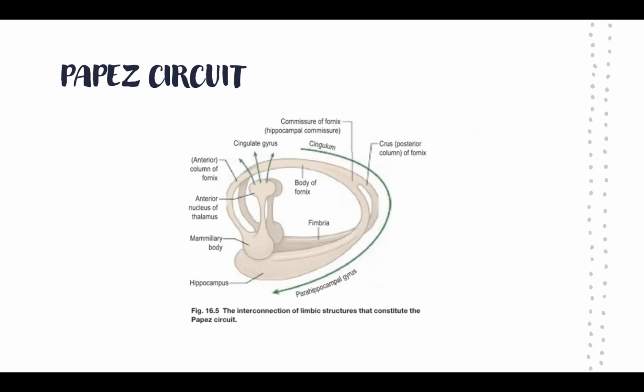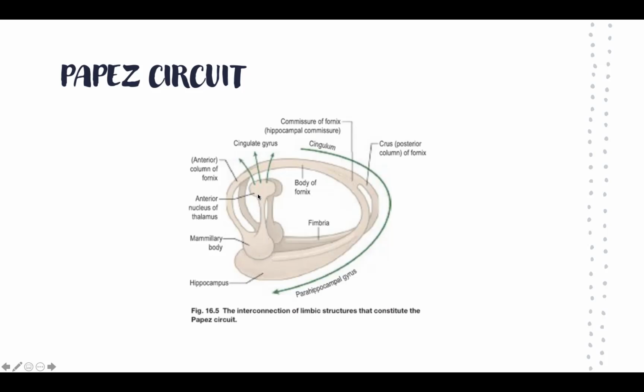Another circuit that's really important in our limbic system, and this really describes how they all link together, is the Papez circuit. It's a very famous circuit. It starts off with our hippocampus, and through the hippocampus, it travels up through the fornix. Here's the body of the fornix, and this is the crus of the fornix. It travels up the fimbria, through the crus, then the body, and then goes through two columns of the fornix. It then reaches our mammillary bodies, which act as our relay station in the limbic system.